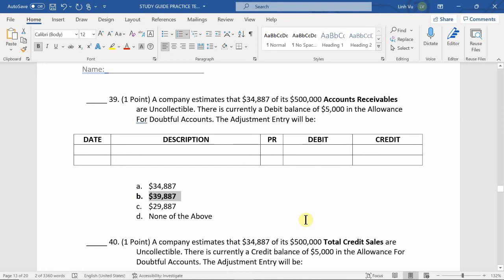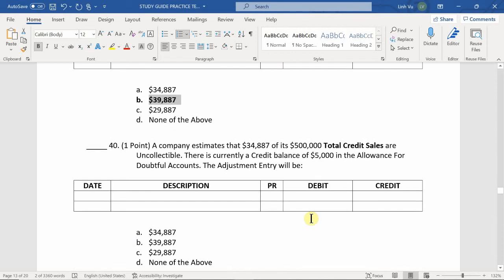We recognize the accounts receivable, which means we care about whatever balance there is in the allowance for doubtful accounts. In this case, it's a debit balance, so we must add $5,000 to the estimated amount of $34,887. Good. Next: the company estimates that $34,887 of the $500,000 total credit sales is to be uncollectible, and there's currently a credit balance of $5,000 in the allowance for doubtful accounts. What will the adjusting entry be?